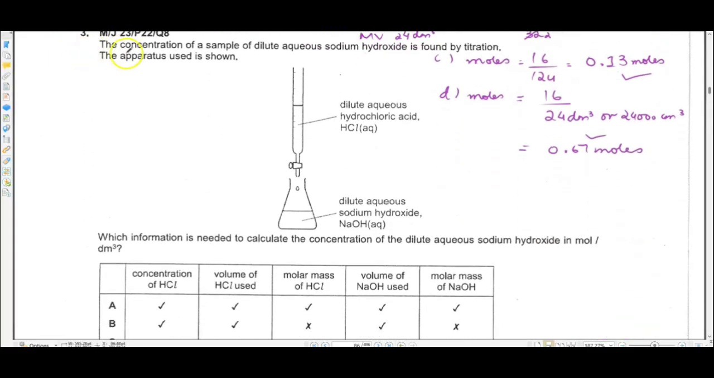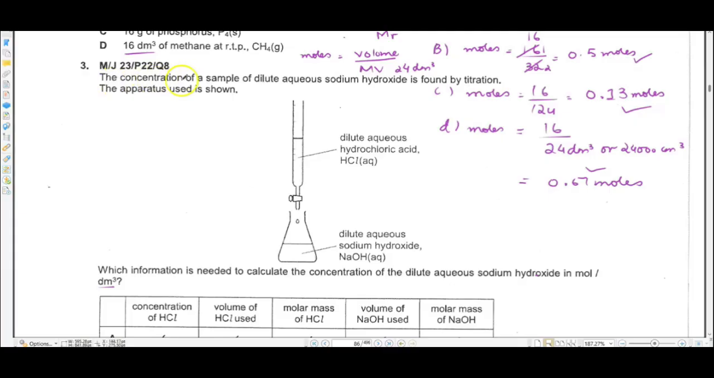Question number 3. The concentration of a sample of dilute aqueous sodium hydroxide is found by titration. Which information is needed to calculate the concentration of dilute aqueous sodium hydroxide in mole per decimeter cubes? Okay. The formula for concentration is moles over volume. Okay.